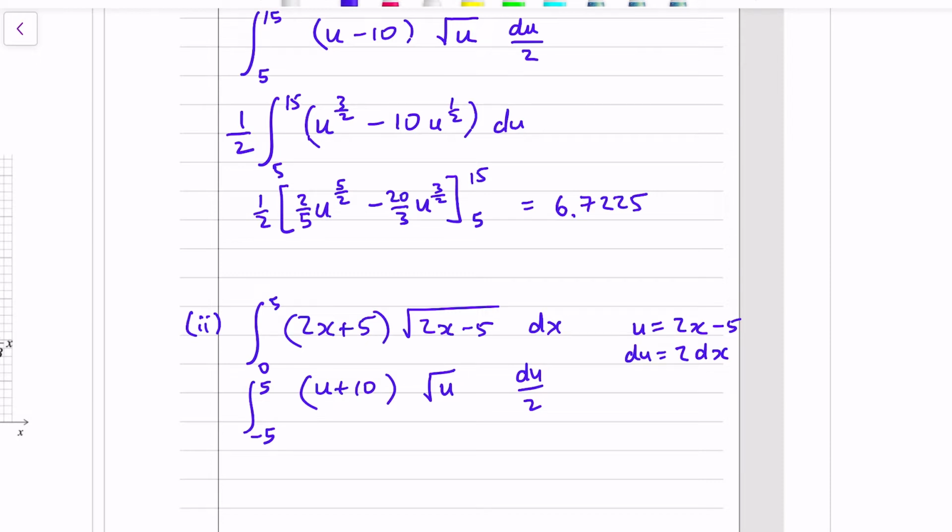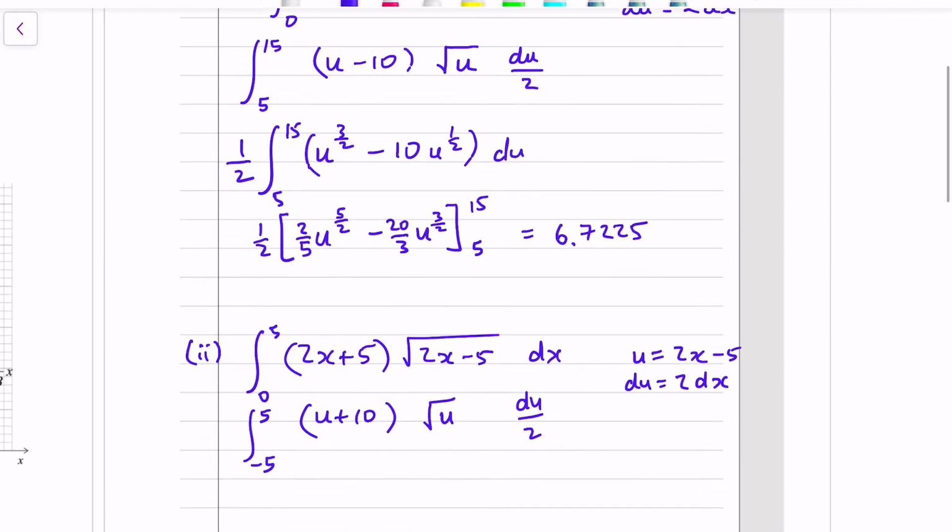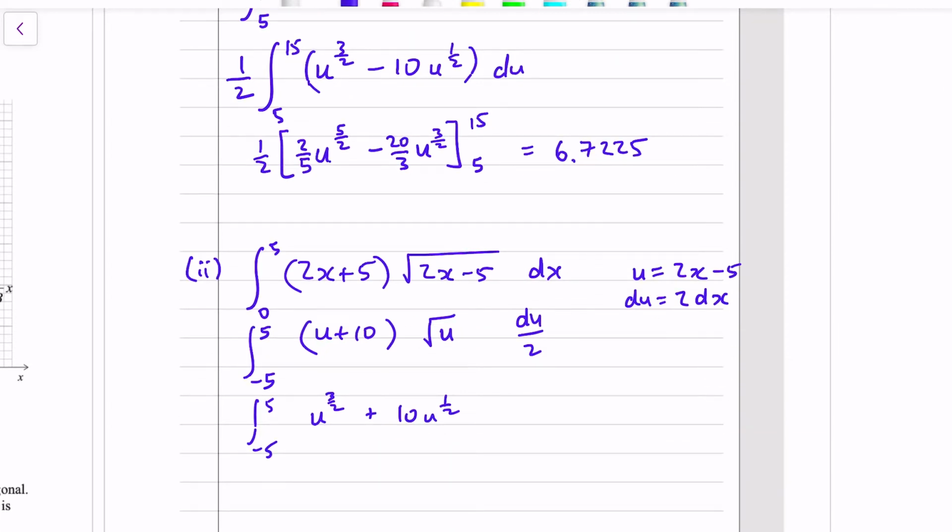But you know, the next step would be integrating from -5 to 5, u to the 3 over 2 plus 10 u to the half, which have got square roots in them. And u to the 5 over 2, 2/5, u to the 3 over 2, 20 over 3.